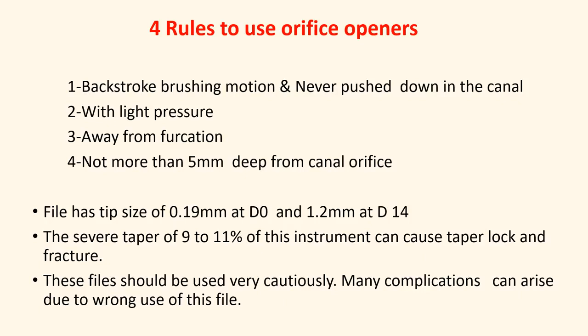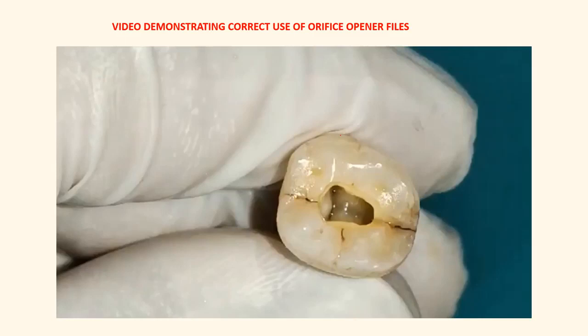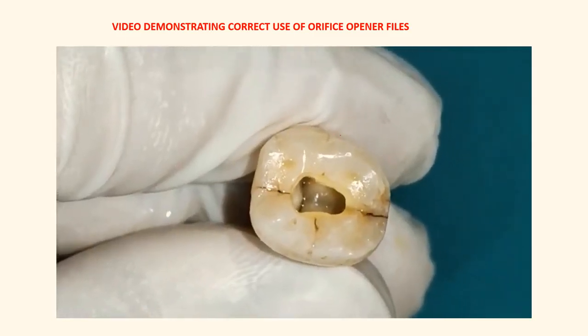This file has a tip size of 0.19 mm at D0 and 1.2 mm at D14. The severe taper of 9 to 11% of this instrument can cause taper lock and fractures. So these files should be used very cautiously. Many complications can arise due to the wrong use of the file. This is a small video demonstrating the correct use of orifice opener files.